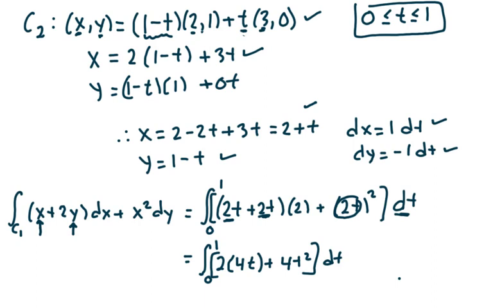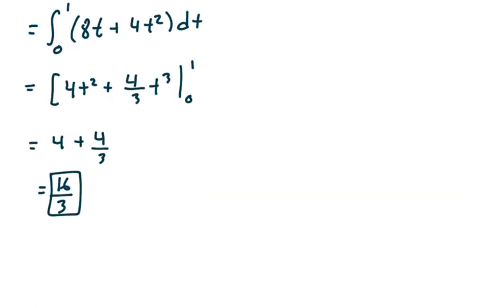So 2t plus 2t is 4t. So I get the integral from 0 to 1 of 2 times 4t plus, and now if I square 2t, I get 4t squared. So I get 2 times 4t plus 4t squared. And if we come over here, 2 times 4t is 8t, so I get the integral from 0 to 1 of 8t plus 4t squared dt, which is 4t squared plus 4/3 t cubed from 0 to 1. And when I simplify, I get 16/3.